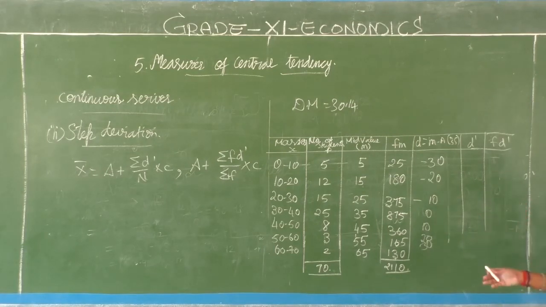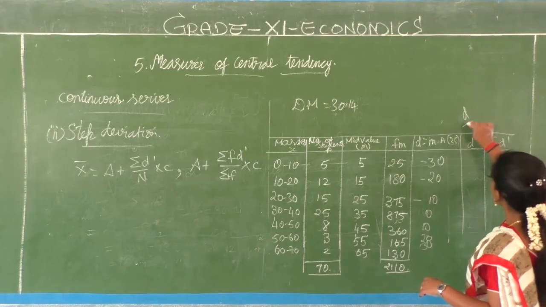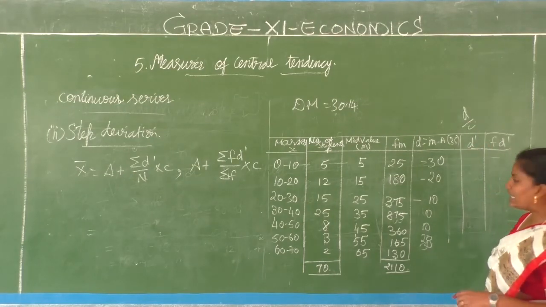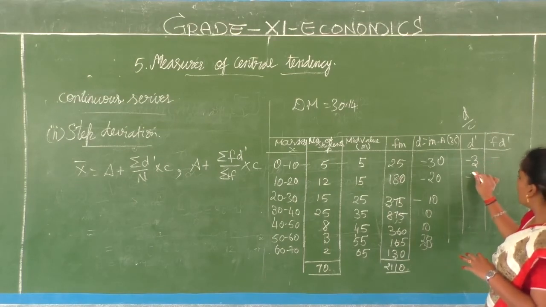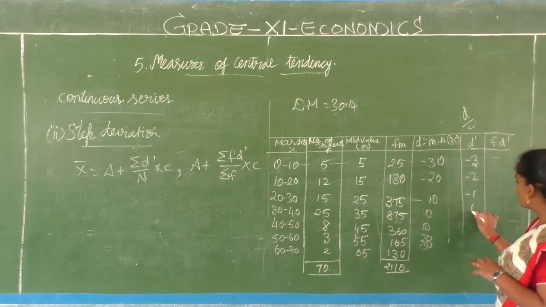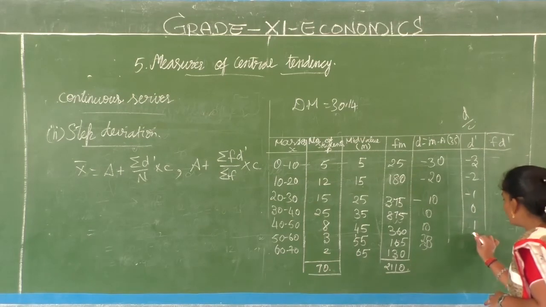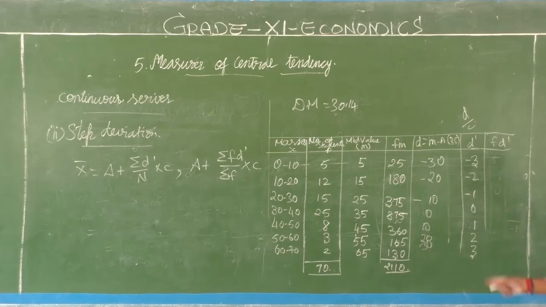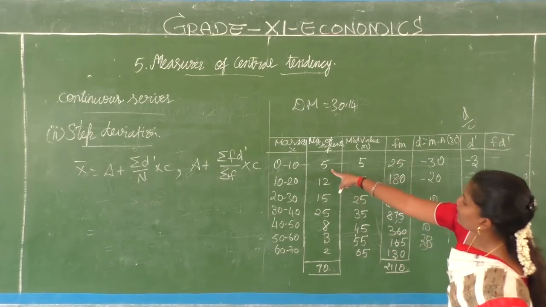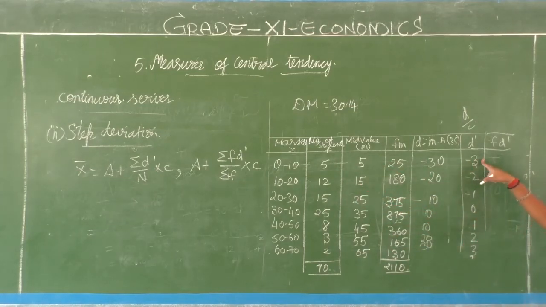Now what are you going to do? D dash, that is d by c, is your d dash. So divided by 10: minus 3, minus 2, minus 1, 0, 1, 2, 3. This is also going to be 0. What you need is to multiply f into d dash. Okay?